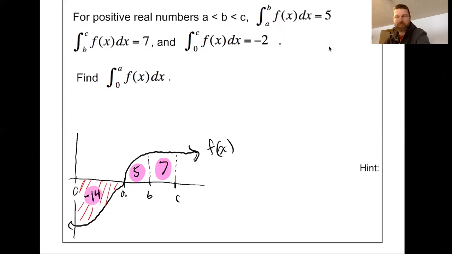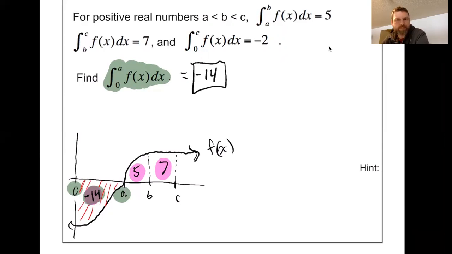All right, now let's look at my question. The question is asking, what is the integral from 0 to a of f of x dx? That's what I just found. The one that starts at 0 and ends at a. That is -14. All right.